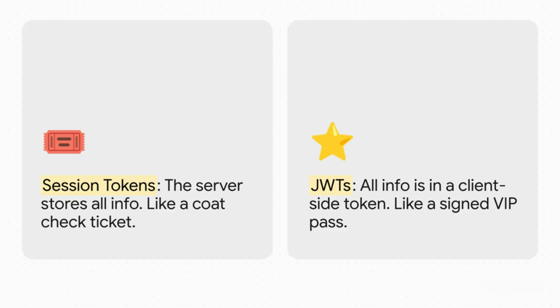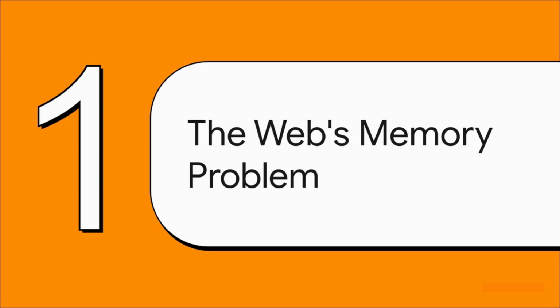The old school way to solve this was with session tokens. Think of it like a coat check at a fancy restaurant. The server holds onto your coat, that's all your user info, and just hands you a little ticket. The modern way, with JWTs, is totally different. It's more like a signed, laminated VIP pass. The pass itself has your picture, your name, what level of access you have, everything you need. The key difference? The server doesn't have to remember a thing about you. So yeah, we're talking about the web's fundamental memory problem.